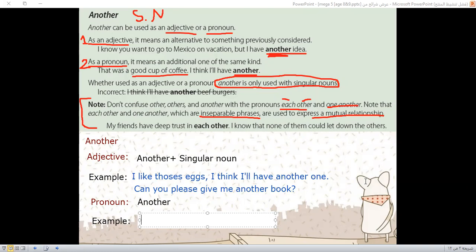Yalla Raneem, do you have an example? I didn't like the outfit I was wearing, so I picked another. Very good. Excellent. I didn't like the outfit that I was wearing, so I picked another. Very good. Thank you. Okay.